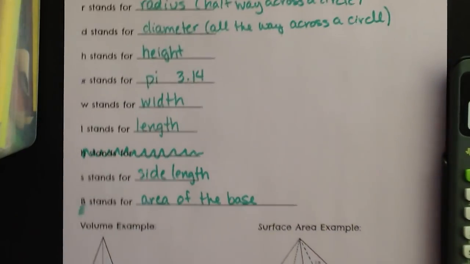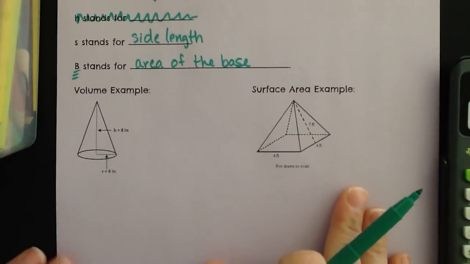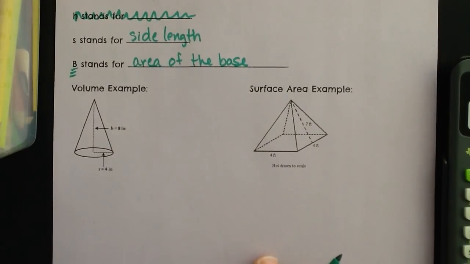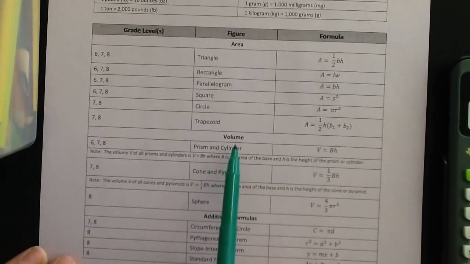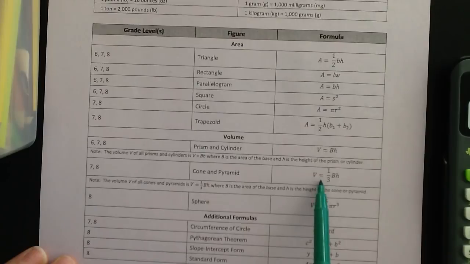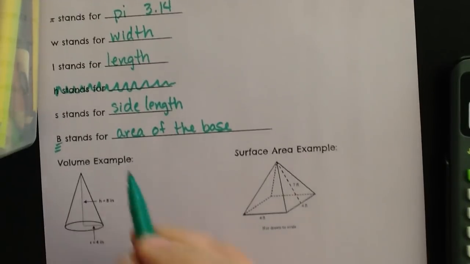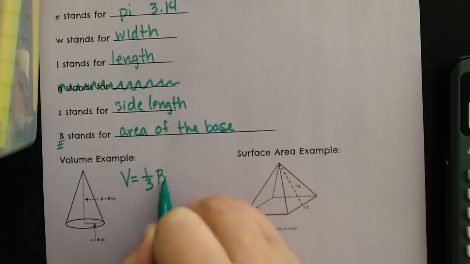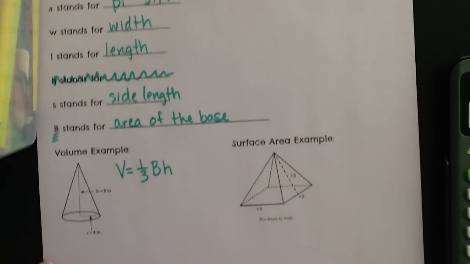Okay? So, for volume of a cone, we're going to flip the paper over and find the formula. Volume of a cone is right here. Volume of a cone is V equals 1/3 big B H. So over here, I'm going to write this out. V equals 1/3 big B H.